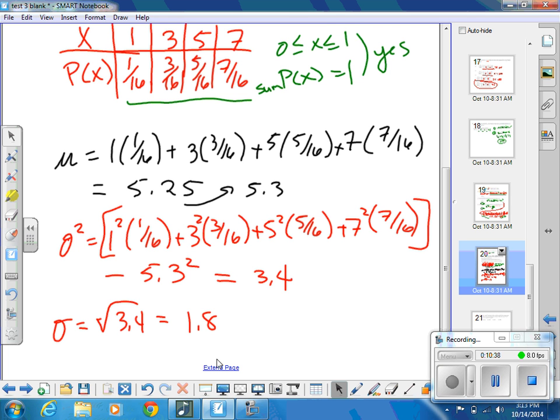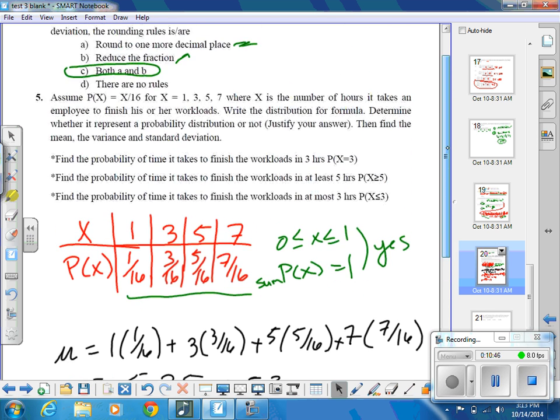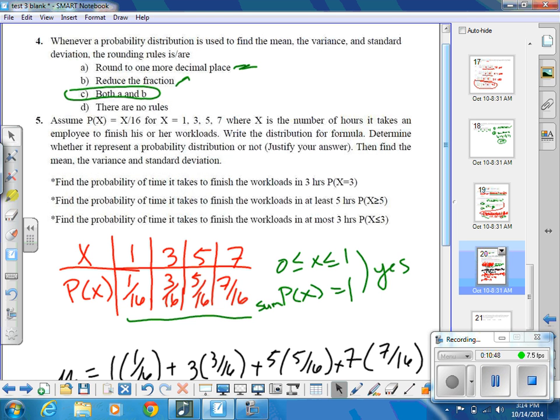You notice at the top they had some questions that we have to go back and answer. So we did this hard, long, difficult part. Let's scroll back to the top and answer these questions. The first one says, find the probability that the time it takes to finish the work is 3 hours. And they show you that P is x equals 3. So you go to your chart, which we have right down here. What is the probability of that? Well, 3 out of 16, that's it.